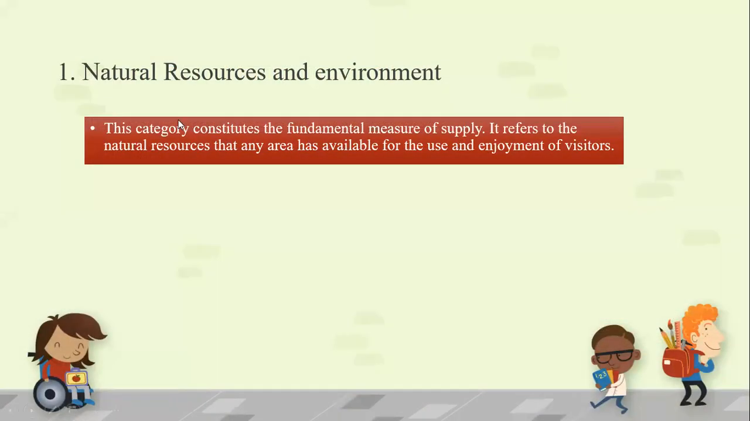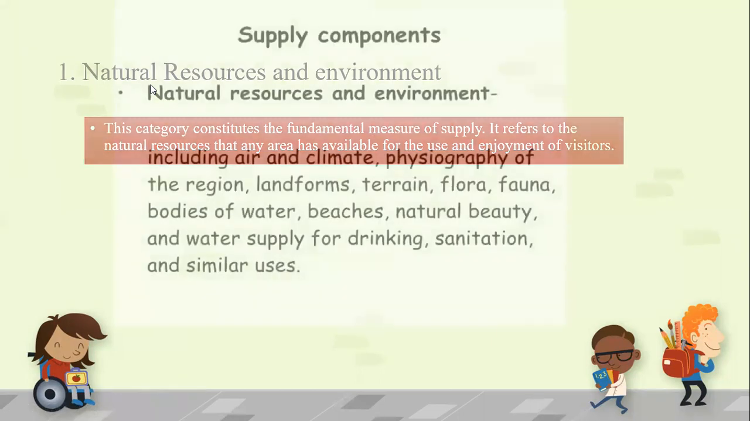So this category constitutes the fundamental measures of supply. It refers to the natural resources that any area has available for the use and enjoyment of visitors. So very easy for you to understand. If any tourist spot has the natural beauties, the physiography, the climate, the water, the natural beauties, all of these comprise the first component.